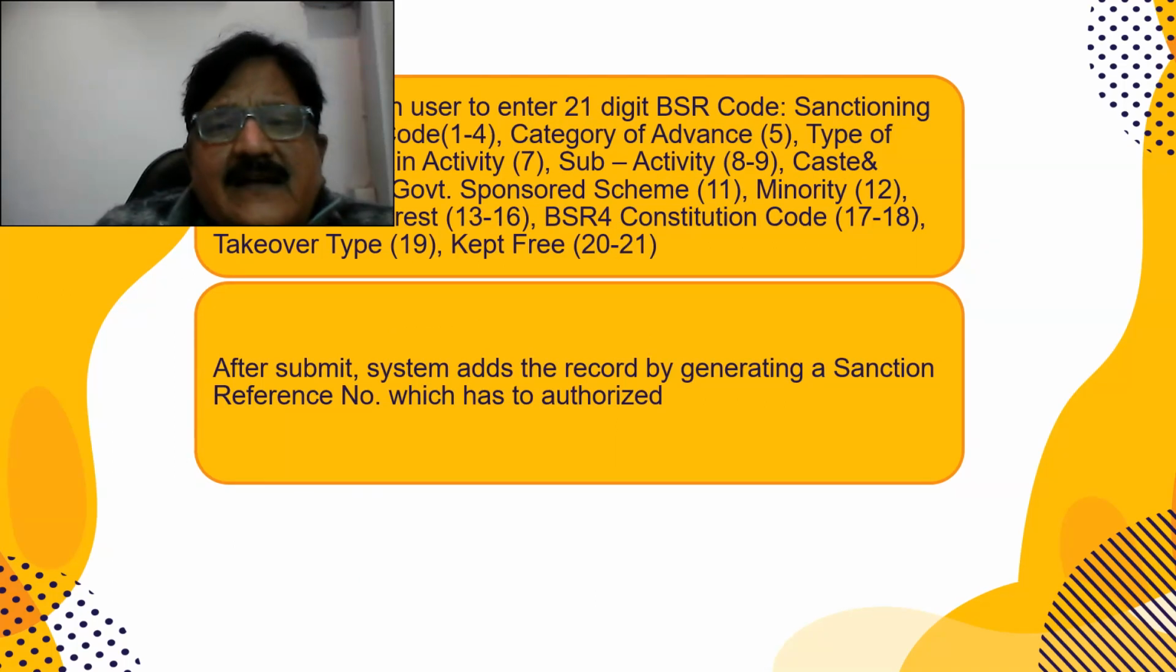In details, BSR. These details are for classification: sanction office branch, which is the branch, category of advance, whether secured or unsecured, which type of loan, long-term or working capital, main activity, which activity he is doing, his caste, gender, government sponsored scheme, minority, sanction interest, and BSRB. These are the codes for MIS, right? After submit, the system adds the record by generating a sanction reference number, which has to be authorized by the verifying officer.